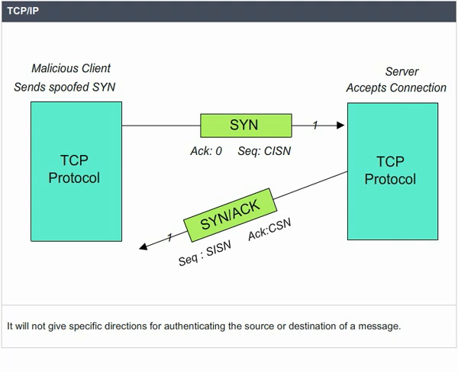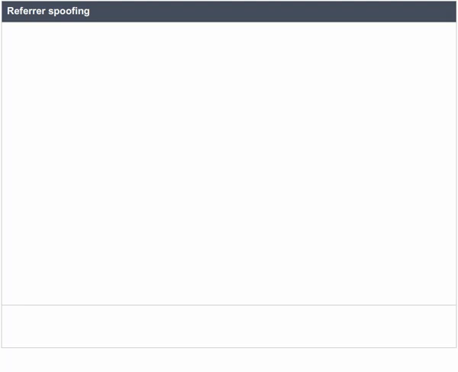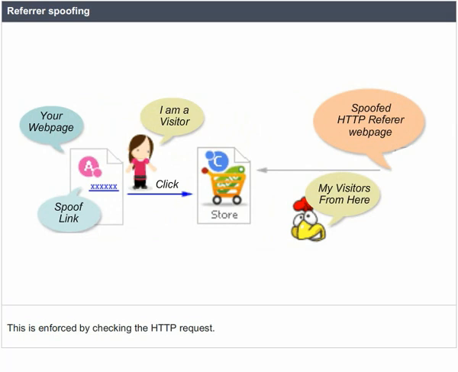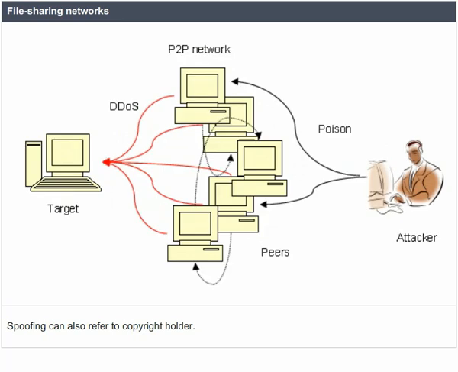Referrer spoofing. Some websites, especially pornographic sites, allow access to their materials only from certain approved pages. This is enforced by checking the HTTP referrer header. This header, however, can be changed, which is known as referrer spoofing. File sharing networks: spoofing can also refer to copyright holders placing distorted or unlistenable versions of works on file sharing networks.